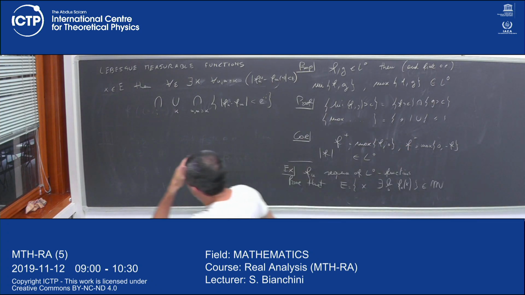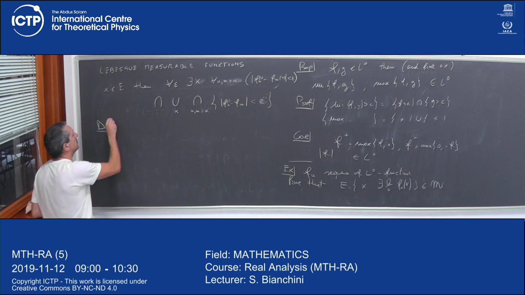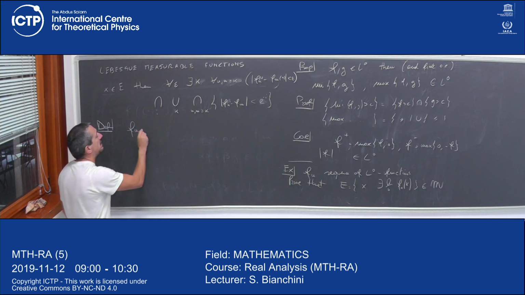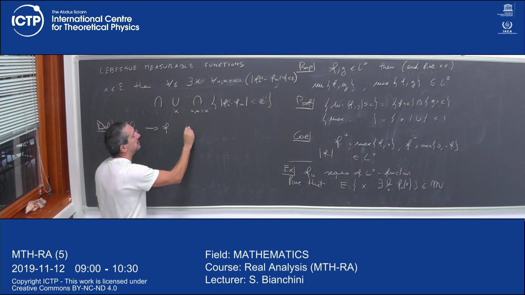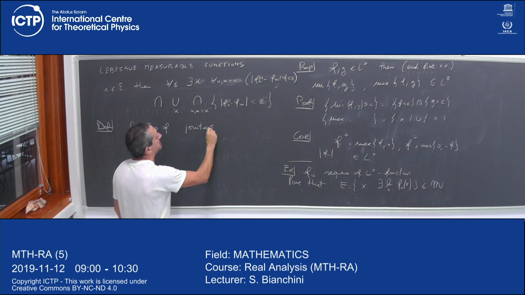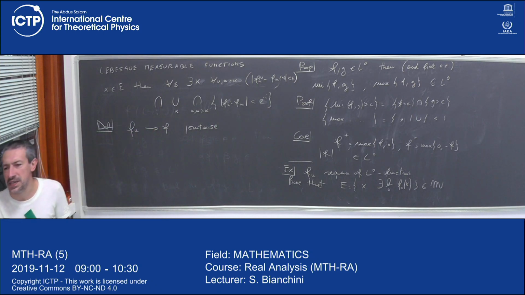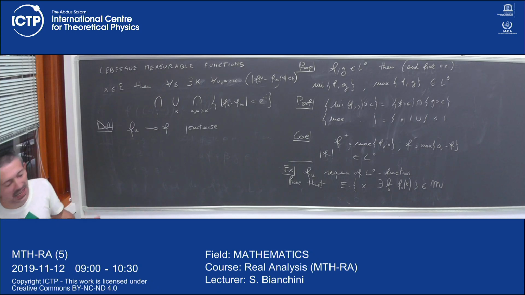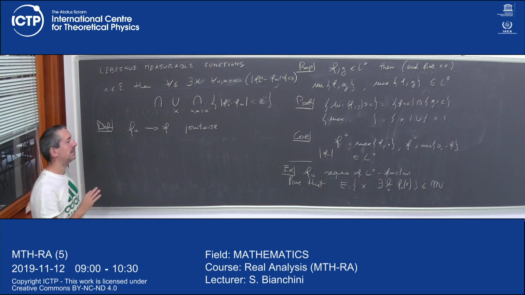So let's start with some definitions. Fn converges to f pointwise. What does it mean? So far we assume that it's finite almost everywhere. We will not discuss plus infinity. The discussion of plus infinity is always a particular case. If you want a very general statement, you can put plus infinity, but in general you don't care, and if you care, plus infinity is the easy case. What does it mean that it converges pointwise?